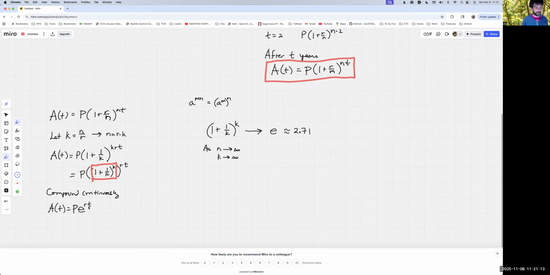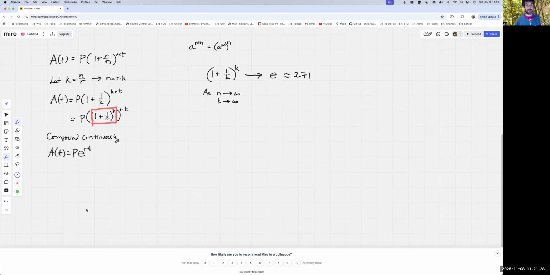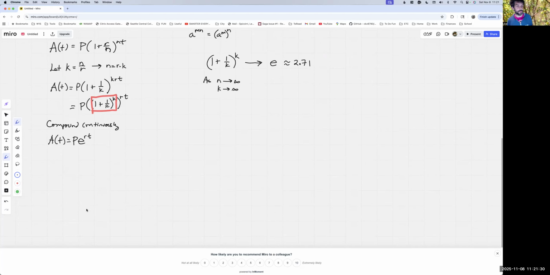And then we have the exponent of rt, right? P still represents how much we're starting with. R is the growth rate, and t is how many units of time, right? Typically years, but it can be months or whatever else. Whatever the unit of time of interest, right?